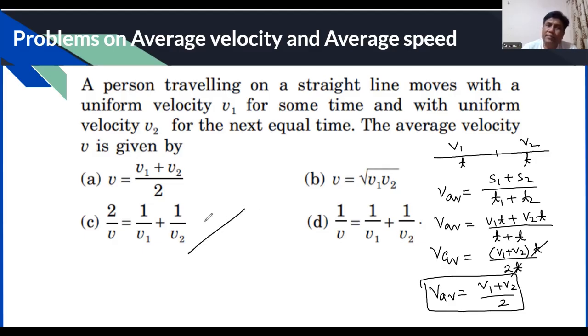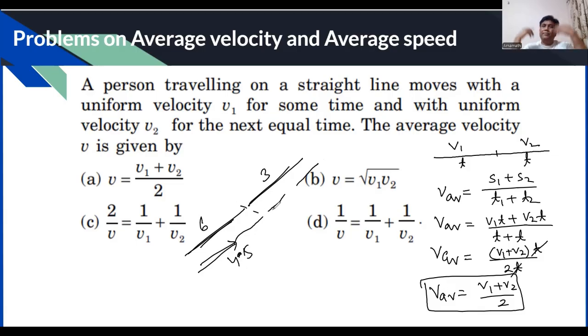Say 50% time it is going with velocity 6, and 50% time it is going with velocity 3. So what will be the equivalent velocity? It means 6 plus 3 by 2, 4.5. It means if it continually goes with 4.5, then it will reach the destination in the same time as it takes going through two different velocities. At the same moment, they will reach the same destination, okay? This is equivalent velocity, you can say.